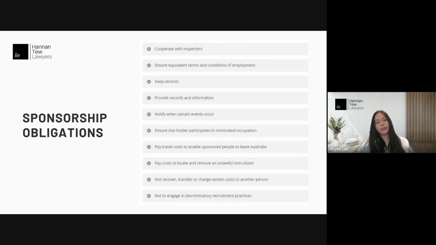Any non-compliance with sponsorship obligations can lead to penalties, cancellation of the standard business sponsorship, or even bans on future sponsorship in the worst case scenario. So it's really important that businesses are aware and across all of these obligations.